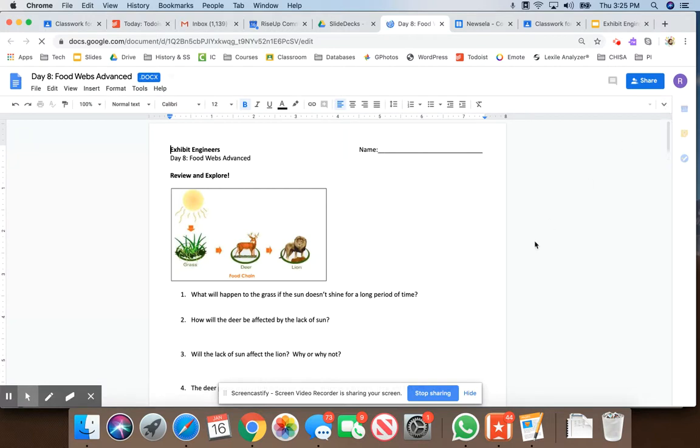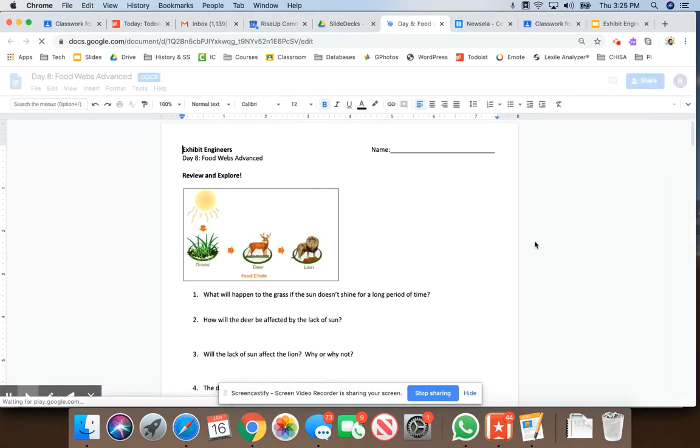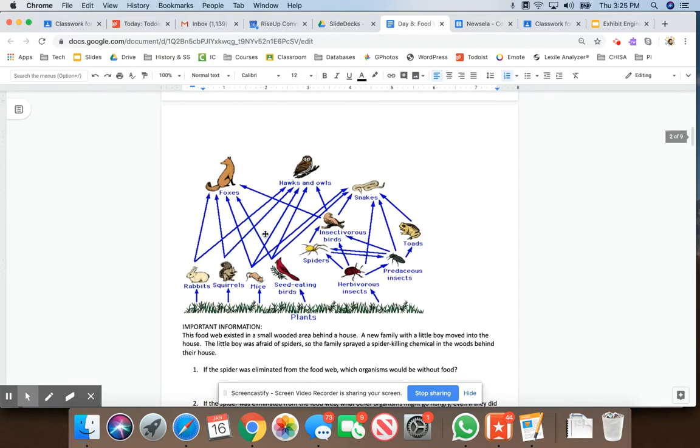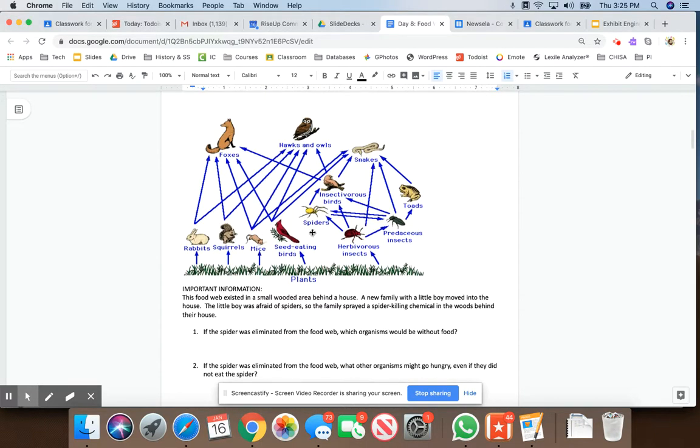I have one here. Once this loads. Quick reminder for food webs. The arrow is pointing to who does the eating. So if you want to know what gets eaten, you follow the arrow backwards. So for example, right here, this is in one of the questions, the spider does the eating of the herbivorous insects. So the insect gets eaten by the spider.